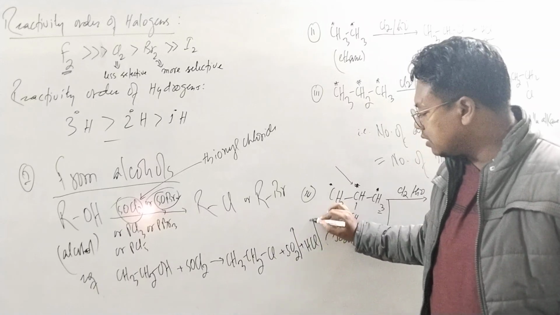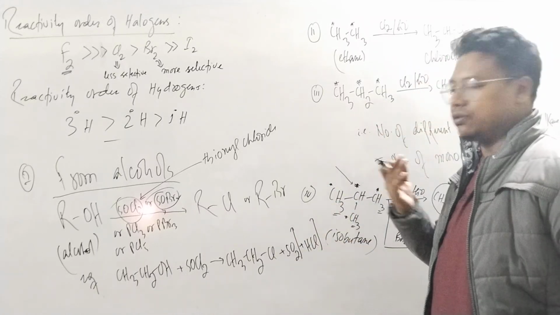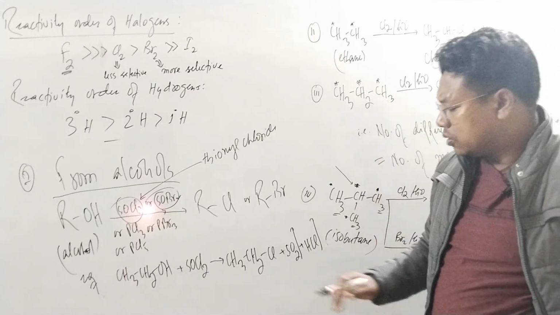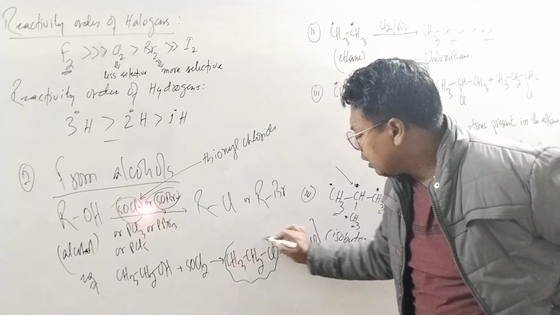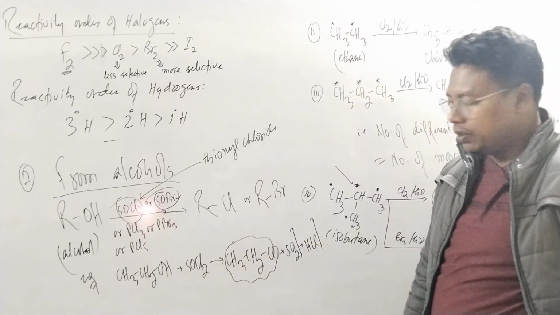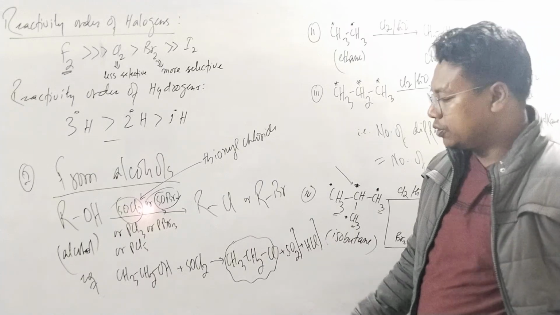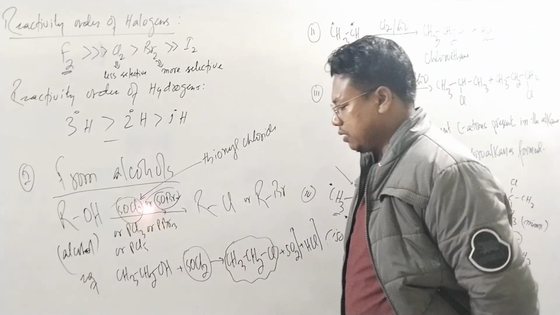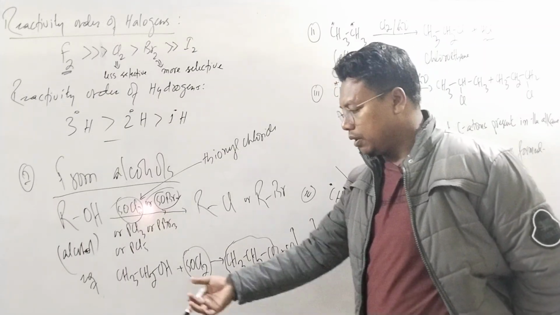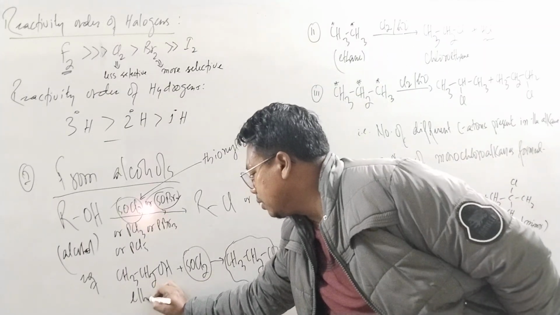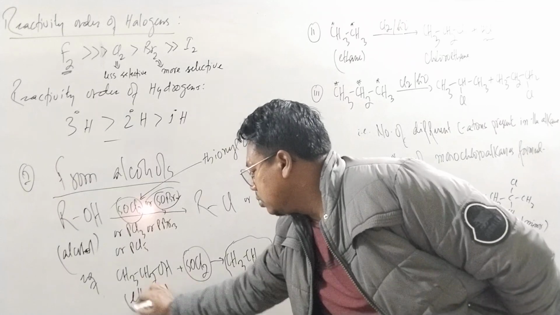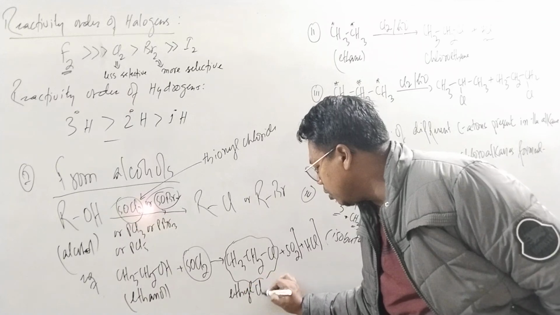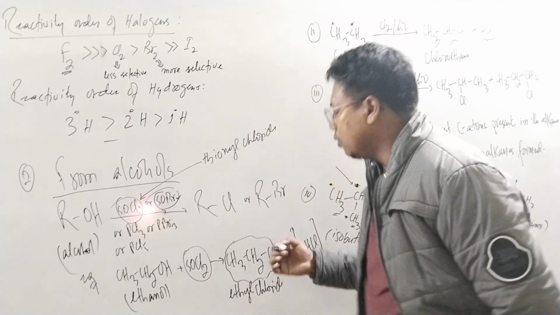These two byproducts are, in this case, obtained as gases. So they vaporize, and they go out from the reaction mixture. So we obtain the haloalkane in pure form. Only the haloalkane in pure form. Therefore, this thionyl chloride is the best reagent to prepare haloalkane from alcohol. This is our ethanol. This is our ethyl chloride, or you can say chloroethane.